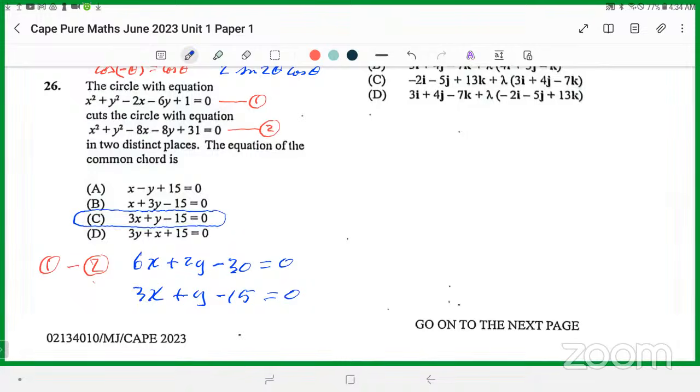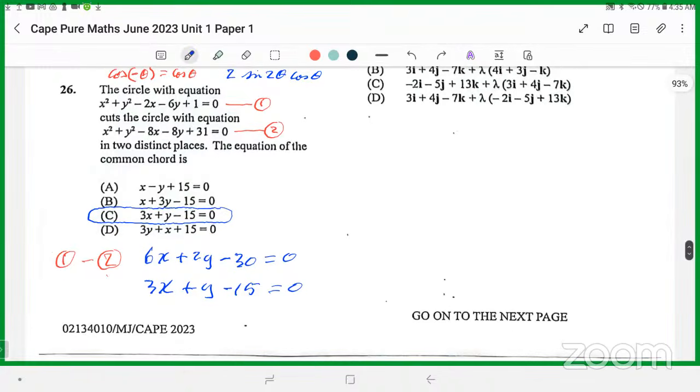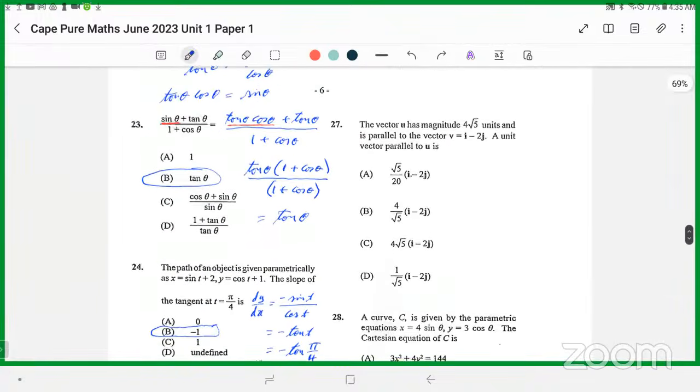That's your common chord. Remember, when you're solving two equations of circles simultaneously, first you expand them out in the general form. That's called the general form. And then you subtract them to get this line. And if you want to find the points, you just solve simultaneously the line and one of the circle equations. That's how you get the points. But this question only wanted that common chord. All right, so that is that.